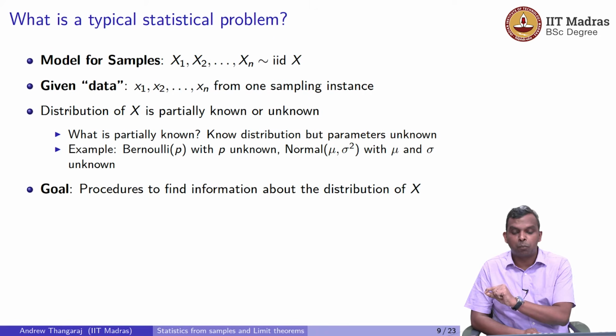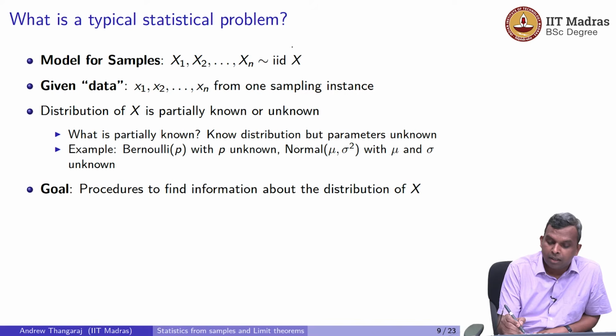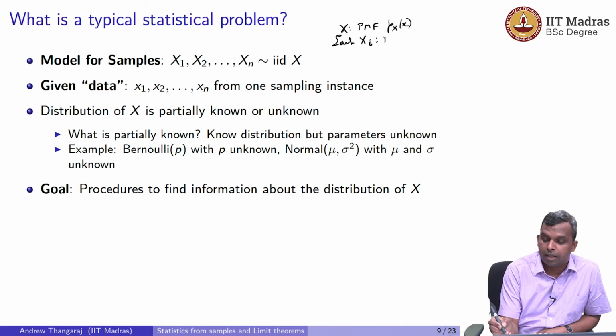So what does that mean? Okay, so that's what this thing is. This is i.i.d. according to the distribution of x. So if x is discrete and it has a PMF px of x, let's say, each xi has PMF px of x, the same PMF, and xi are independent.